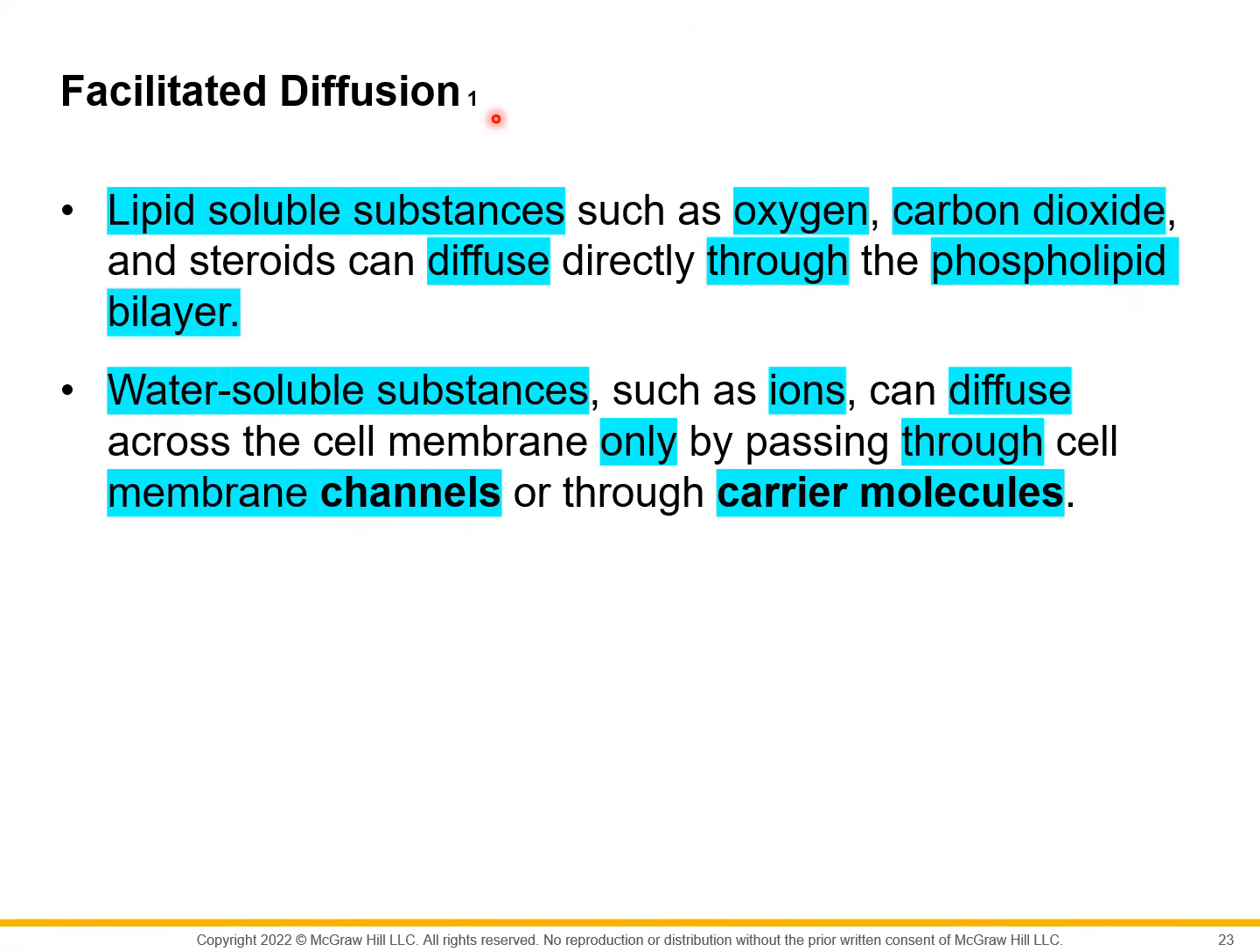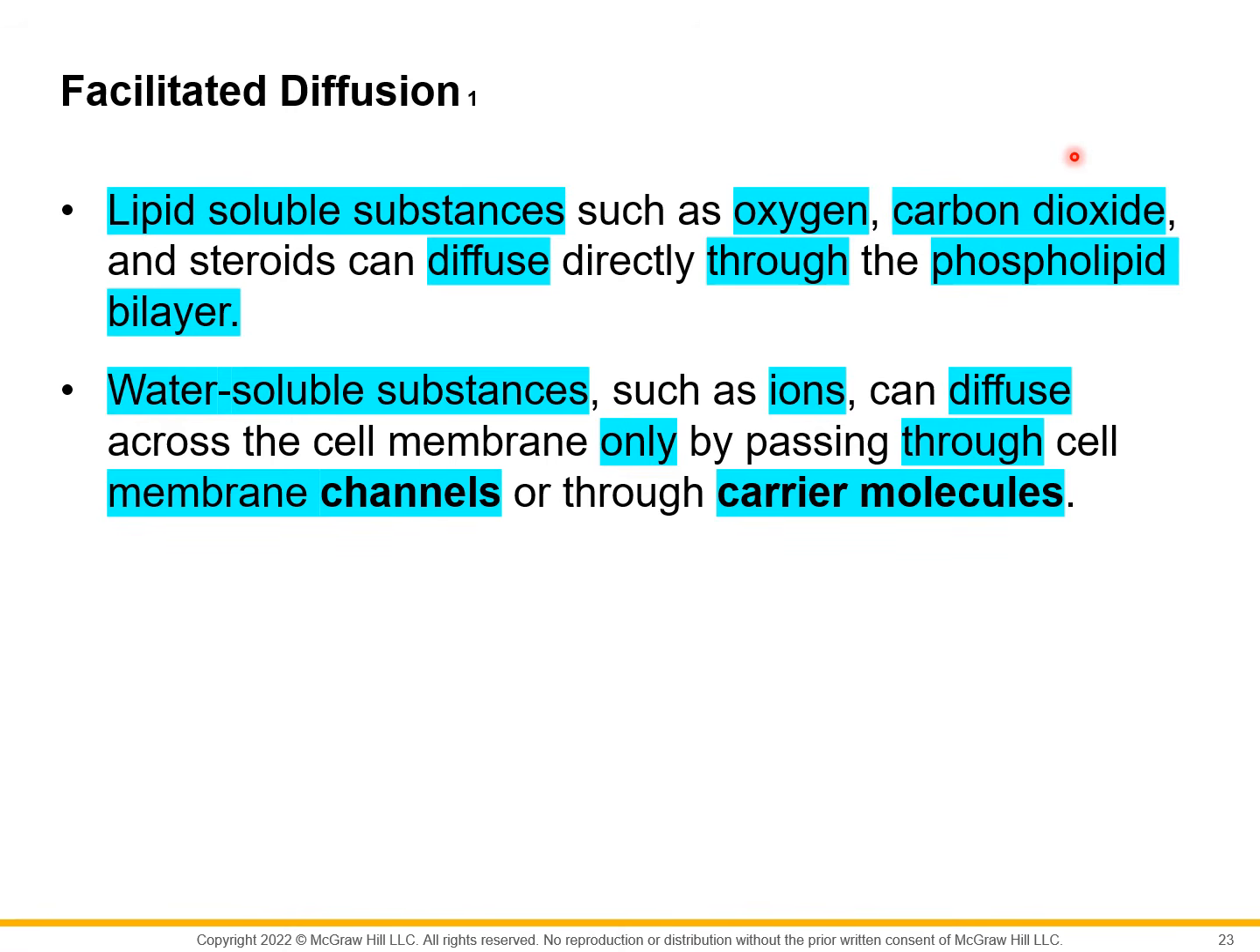Let's now talk about facilitated diffusion. When we talk about facilitated diffusion, lipid-soluble substances such as oxygen and carbon dioxide could diffuse directly through the phospholipid bilayer. Next, let's compare that with water-soluble substances. Kung water-soluble substances naman yung mga dadaan, examples of this would be ions, they could only pass through the cell membrane if they go through certain channels or if they are being carried by carrier molecules. All right, ulitin po natin, lipid-soluble substances like oxygen and carbon dioxide could pass through freely.